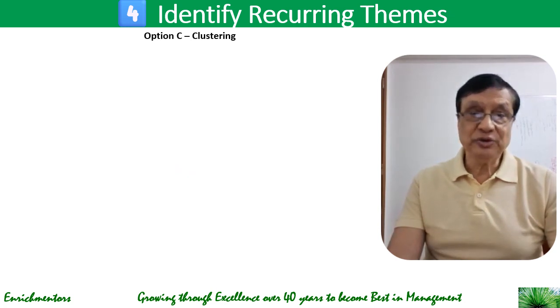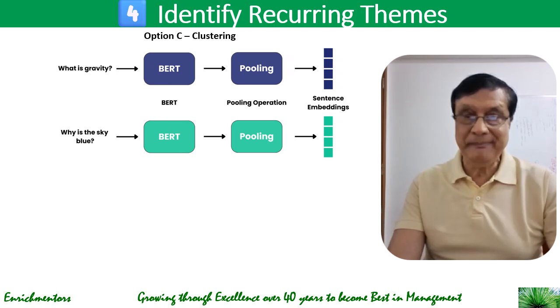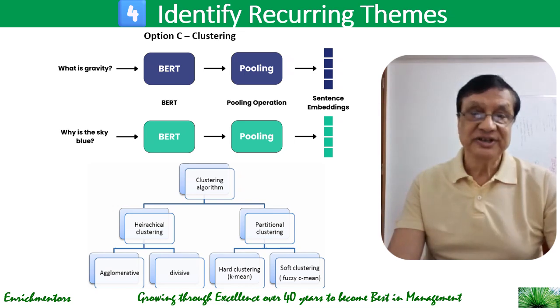Then the third approach is clustering, in which you convert text into embeddings in vector form using models like SentenceBERT, and use clustering algorithms like k-means and DBSCAN to group similar complaints. So that's the third approach of identifying recurring themes, in the form of clustering.